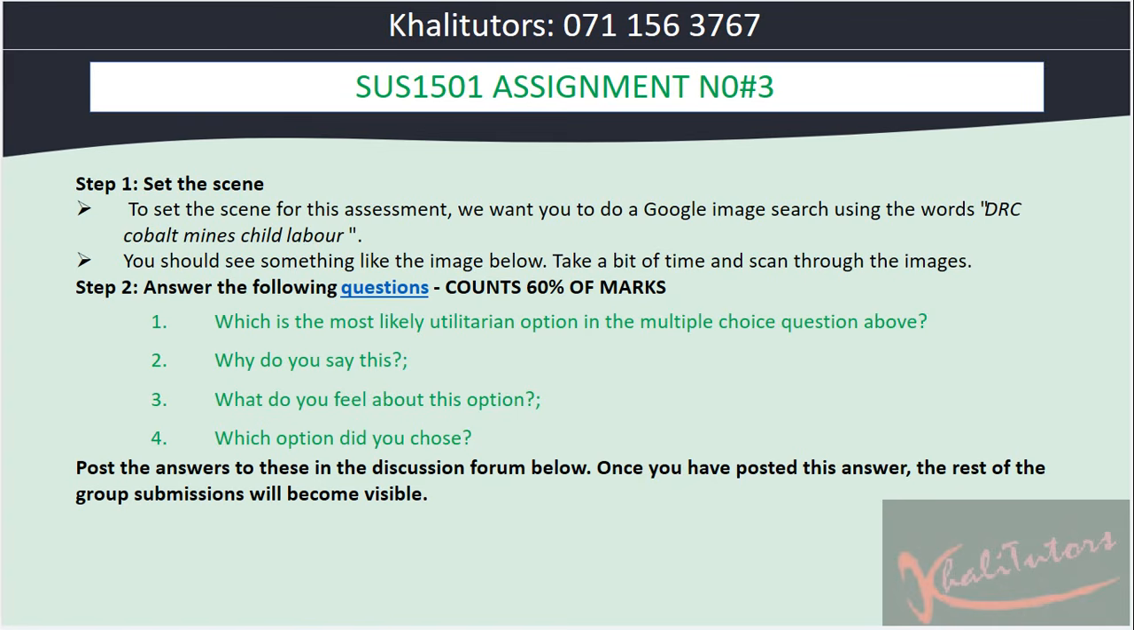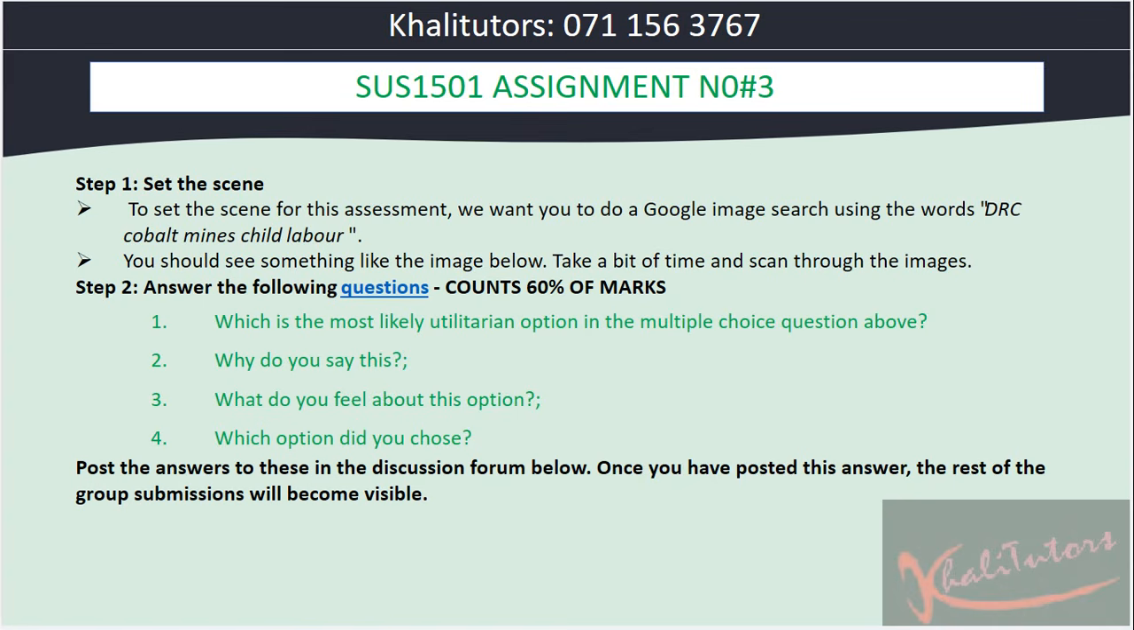You have to incorporate that into your argument. I think we've covered that in the first slide. So use that theory that I taught you in the first slide to actually answer that question. And then they ask you, what do you feel about this option? This one is personal. They want to know your point of view.